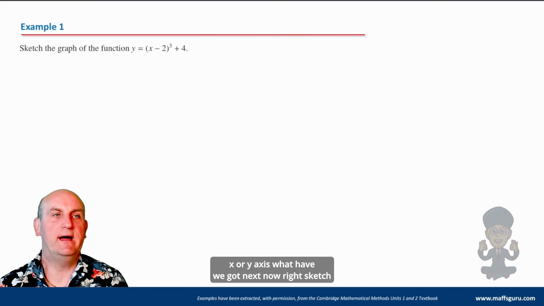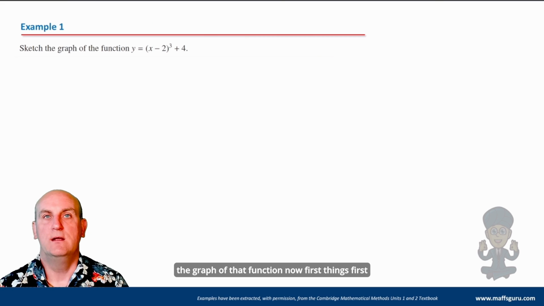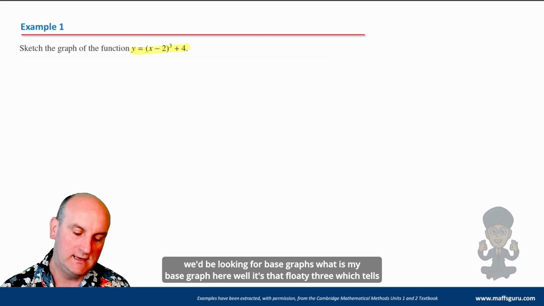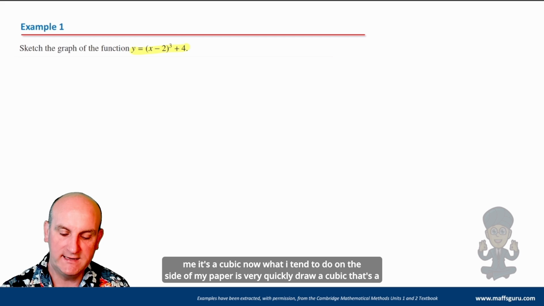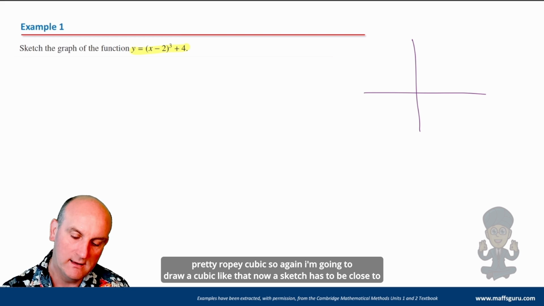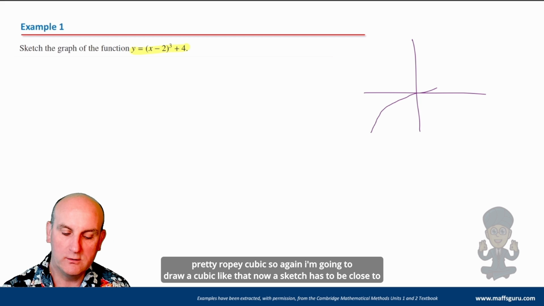What have we got next now? Right, sketch the graph of that function there. Now, first things first, we'd be looking for base graphs. What is my base graph here? Well, it's that floaty 3, which tells me it's a cubic. Now, what I tend to do on the side of my paper is very quickly draw a cubic. That is a pretty ropey cubic. So again, I'm going to draw a cubic like that.